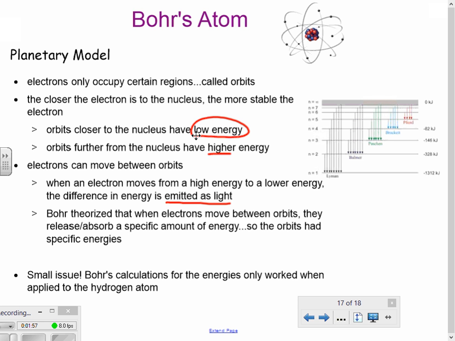This is great. This led into a lot of new things that we were unsure about, and we really hadn't talked about the electron much. But Bohr's calculations, his calculations on these energies, really only worked for the hydrogen atom. So it was great, except hydrogen was the only atom that he could prove. But he started on some good thinking.